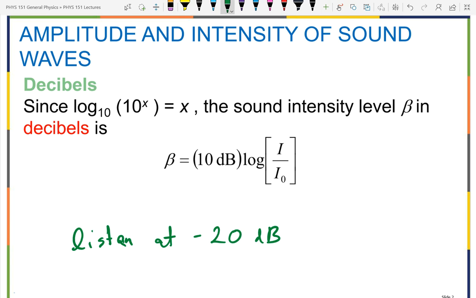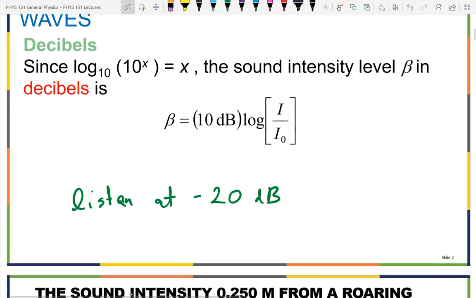A negative means that the thing on top is smaller than the thing on bottom inside the log, which would mean that your intensity is less than the threshold for hearing and you can't hear anything. So that can't be what it is.